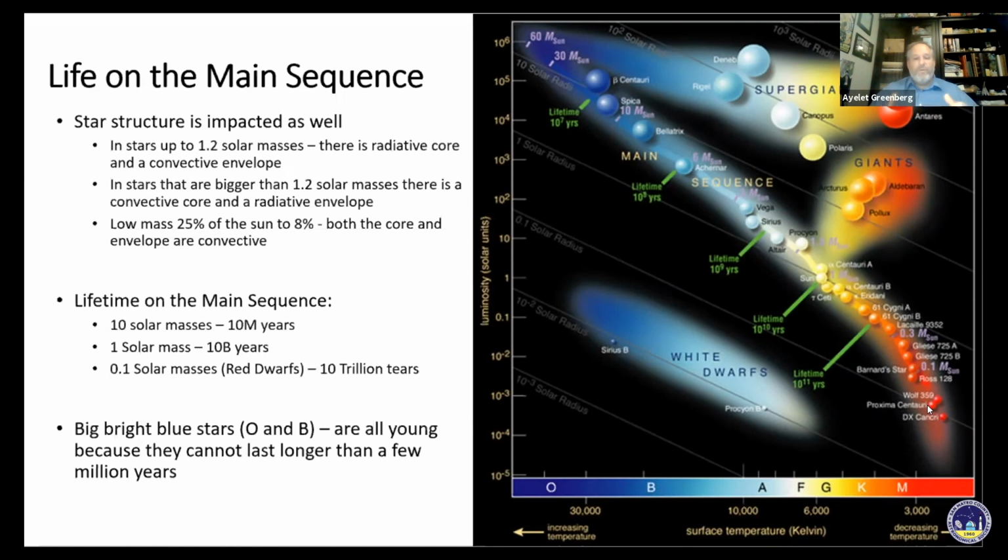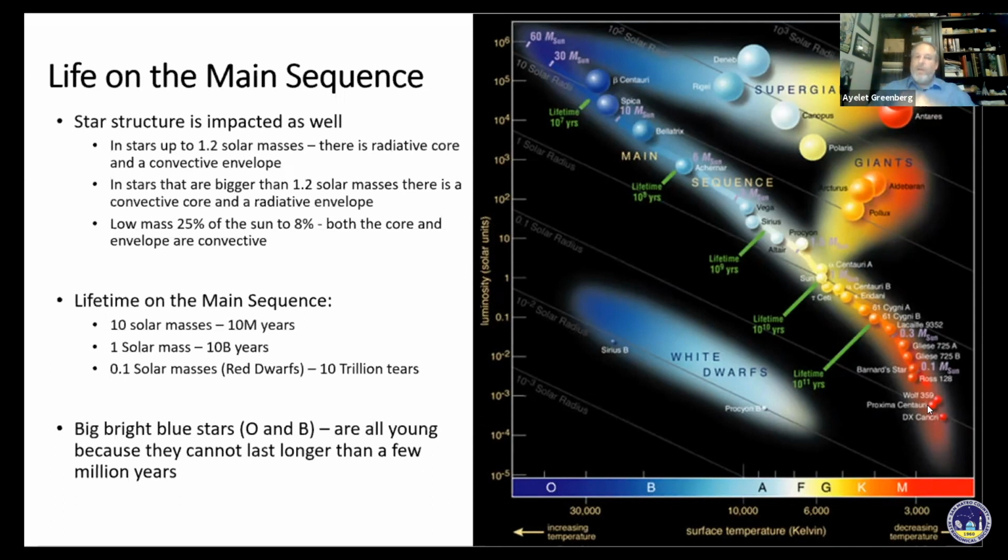So any red dwarf that was born shortly after the Big Bang is still an infant, still a baby, and it's going to be here for trillions of years more, shining away. So it's kind of interesting to think how long these stars have been around.